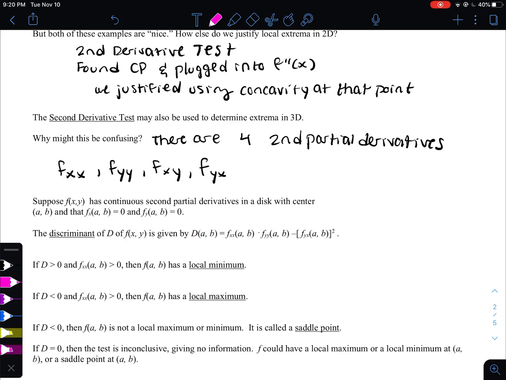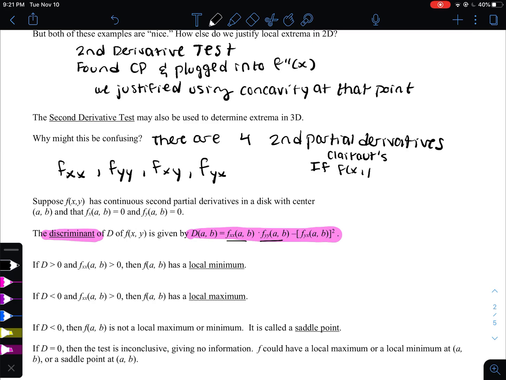Called the discriminant of these 4 things. We are multiplying the homogeneous second derivatives, fxx and fyy, together and then subtracting fyx squared. You could actually also subtract fxy squared. The thing I want to remind you of is Clairaut's theorem, which was in the prior chapter, or prior to this lesson.